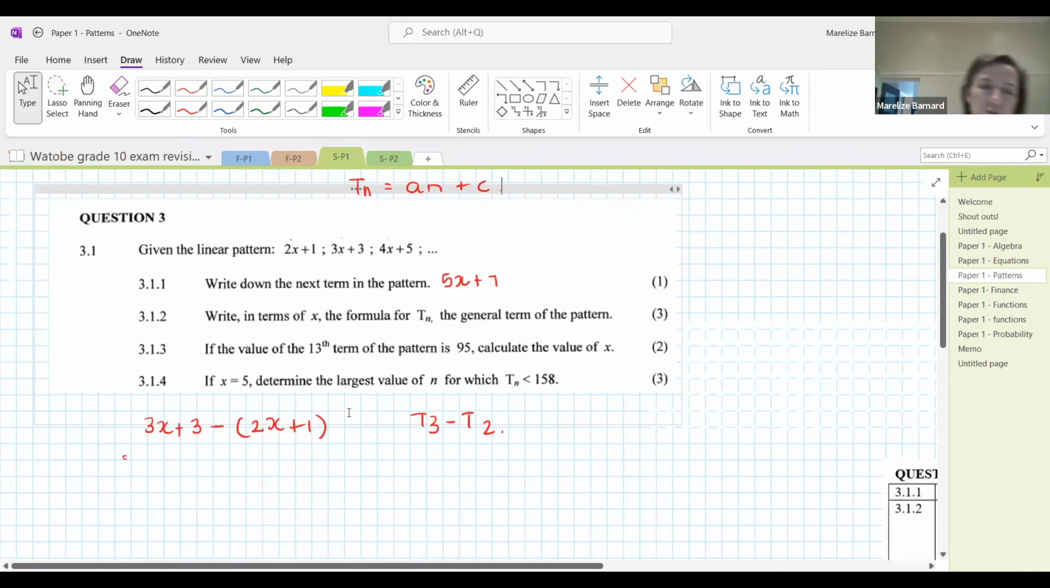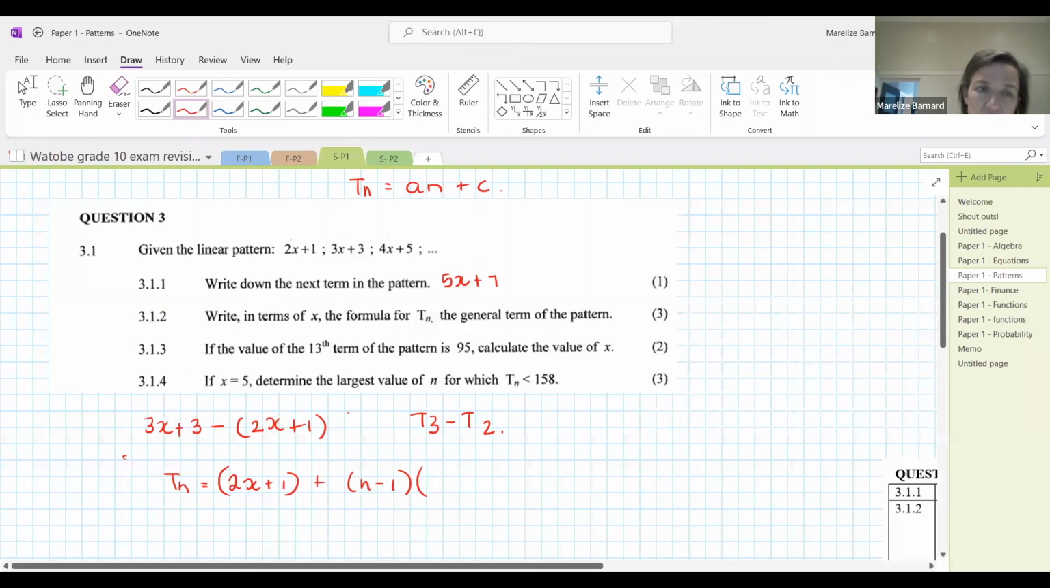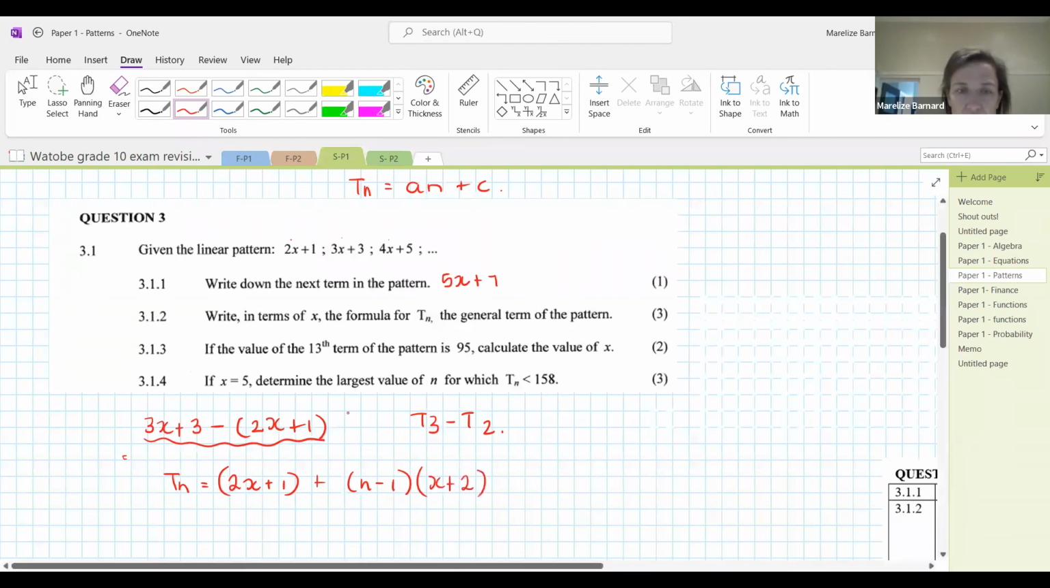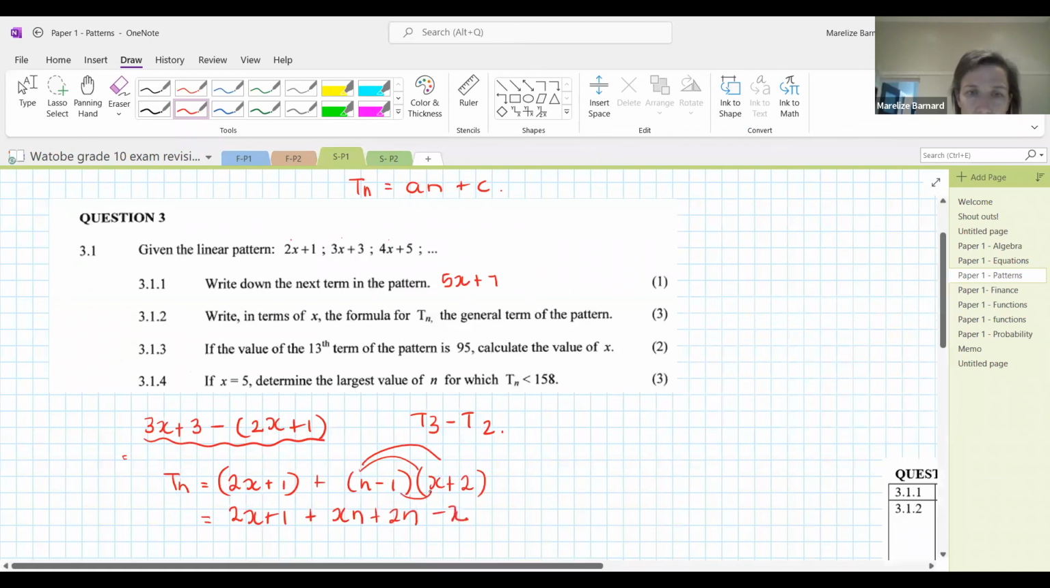But our first term is 2x plus 1. And then there's the n minus 1, and then our constant difference from working this out, and I think quite a few of you did that, that's x plus 2. And now, of course, we need to simplify this. 2x plus 1, this we're going to FOIL. So we get xn plus 2n minus x minus 2.